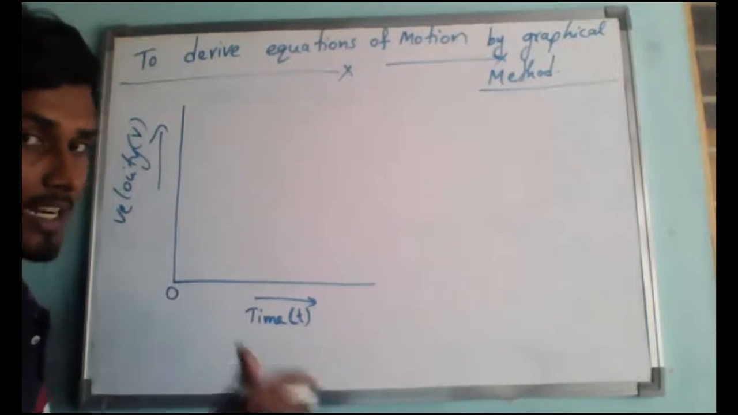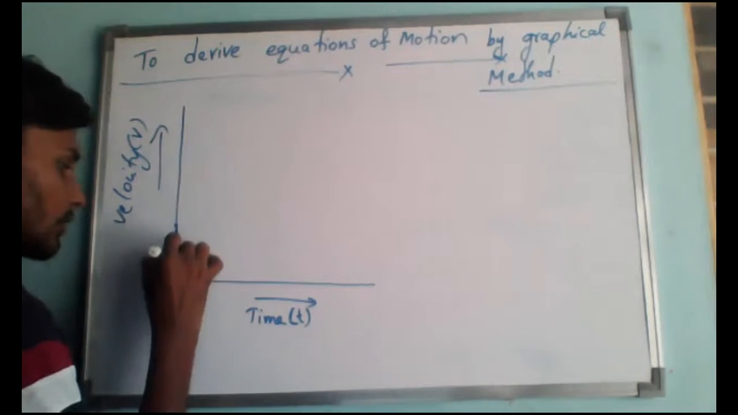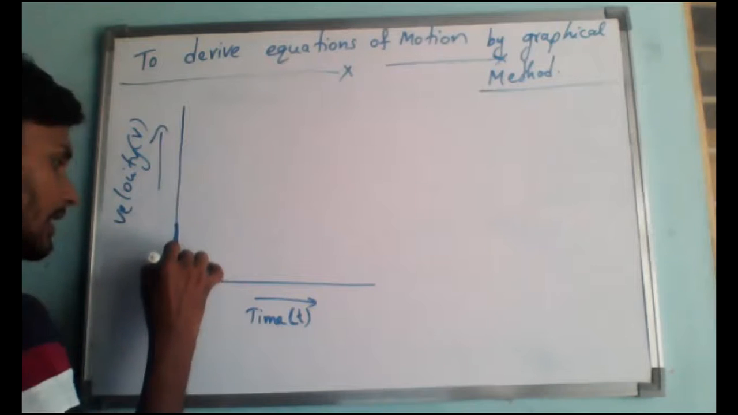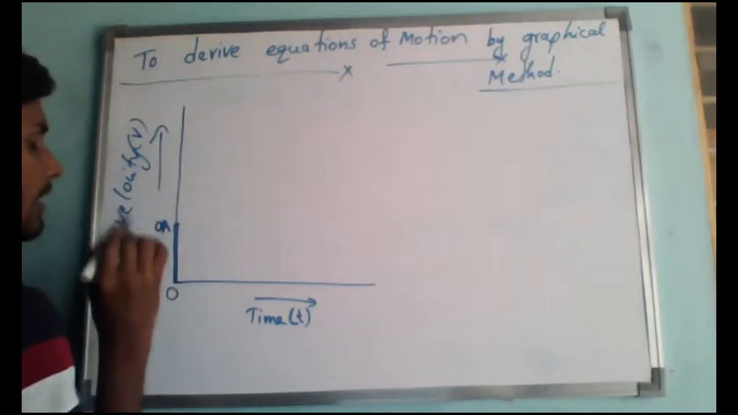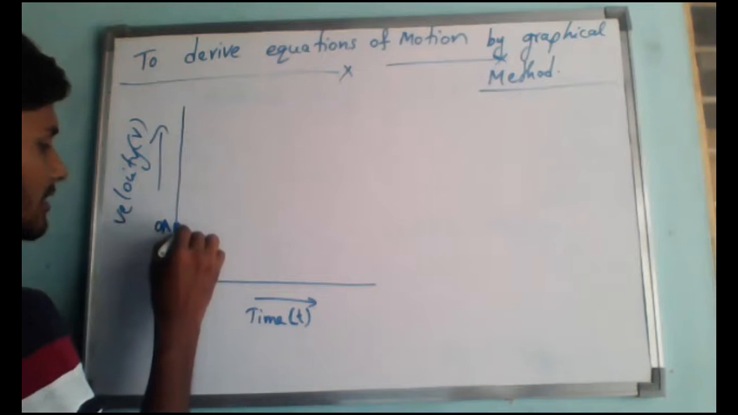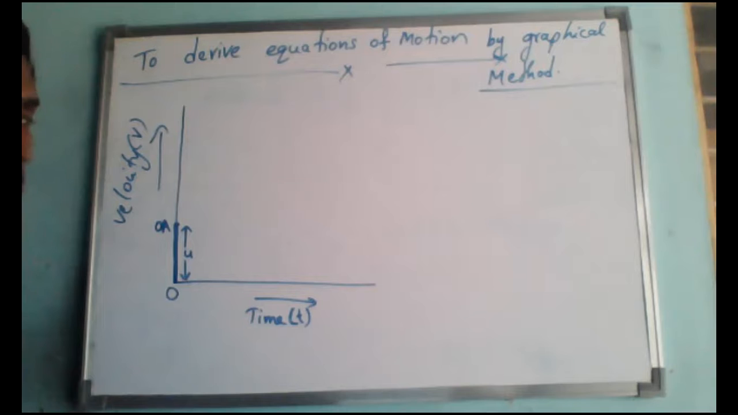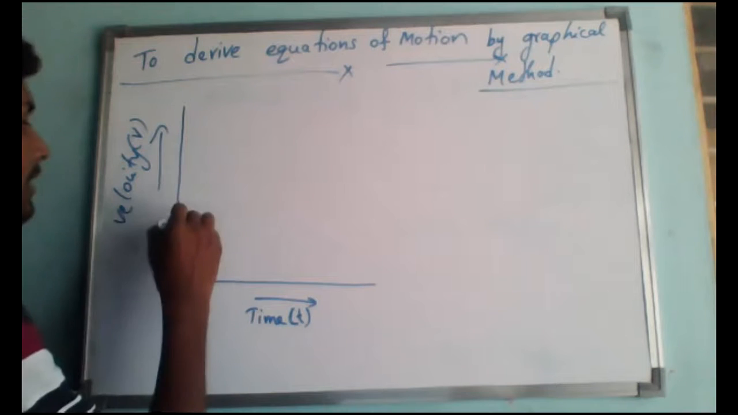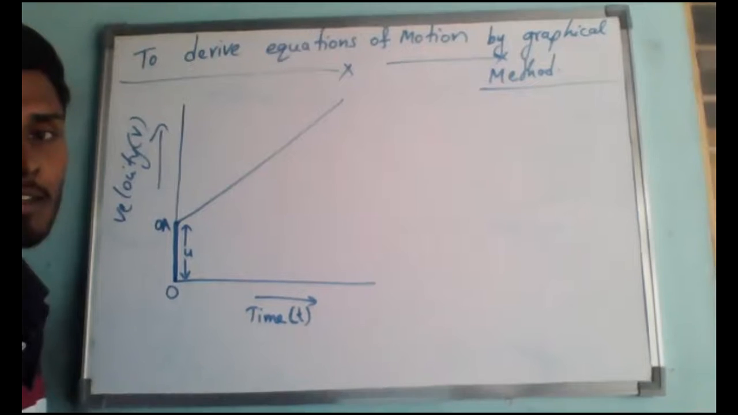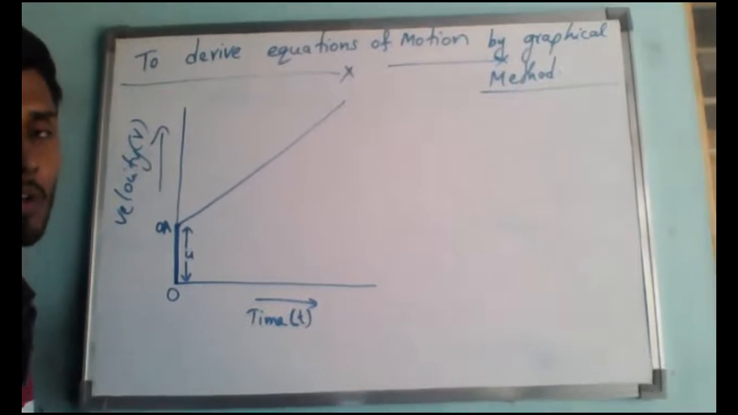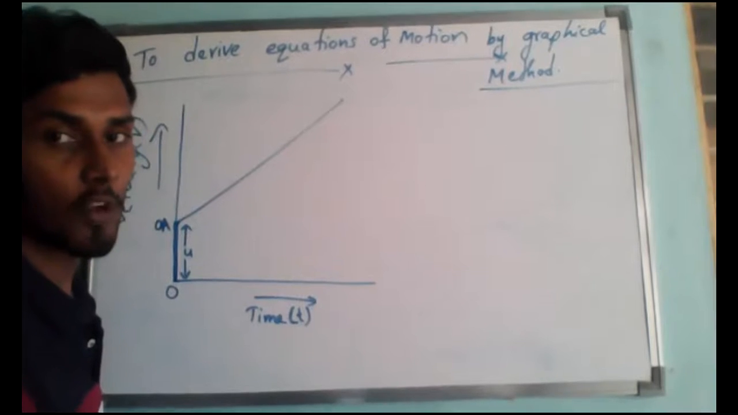Now, the body is already having some initial velocity, so highlight it a little bit. Already the body is having initial velocity. That initial velocity is known as OA. So OA is called the initial velocity. What is the symbol of initial velocity? U. Is it yes or no? U. Now, from there the body is increasing with uniform acceleration.